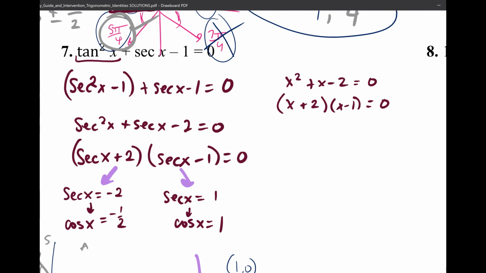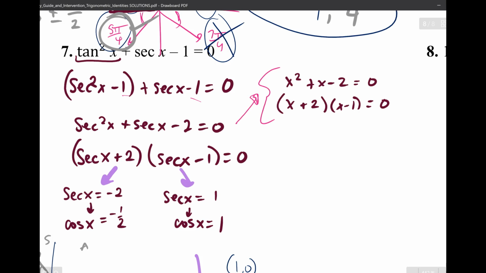So in place of tangent squared x, I put secant squared x minus 1, because I know tangent squared x plus 1 is equal to secant squared x. So to solve for tangent, I just subtract 1 from both sides. Anyway, I'll have secant squared x plus secant of x, and then I have minus 1, for a total of negative 2. I came over here and factored it with algebra.